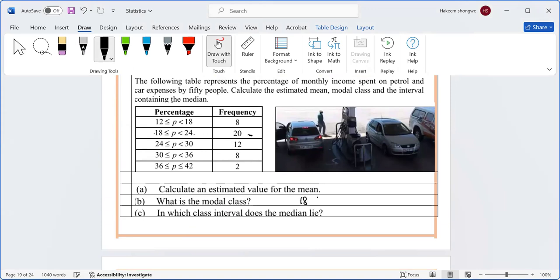You're going to say it's 18, and then p is going to be less than what? 24. We're happy with that one.